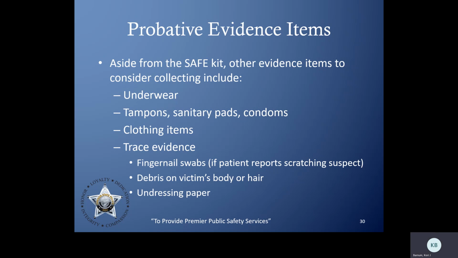If you see any trace evidence, anything that looks unusual or out of place on the victim's body or hair or on the undressing paper, you can collect that with an adhesive note, as described previously. Put that note in an envelope and then label what it was and why you collected it. If the patient reports scratching the suspect, consider collecting one wet followed by one dry swab from the fingers of that hand or both hands if they indicate that they used both.